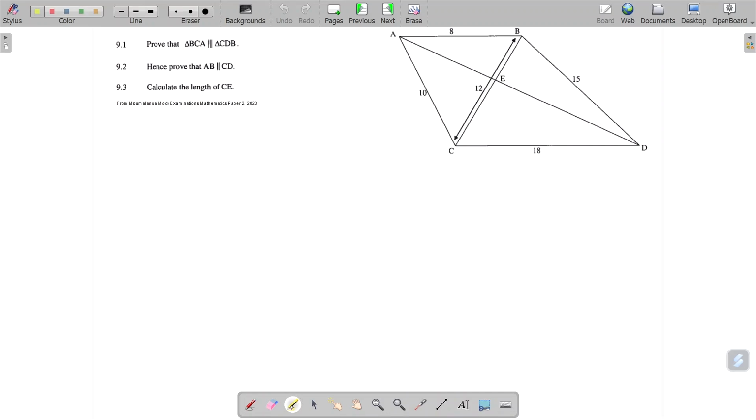Now, the first thing I'm going to do is encourage you to make sense of, to ensure that you know which triangles we're talking about. So BCA is this triangle to the top left of the one diagonal, and the triangle CDB is the other triangle to the bottom right of that diagonal. So the top left one I've shaded yellow and the bottom right one I've shaded orange.